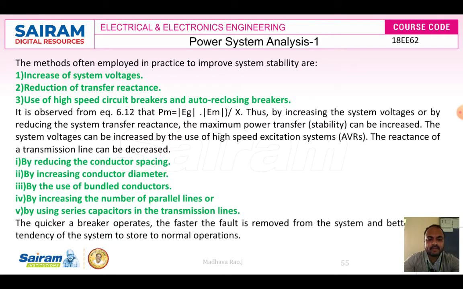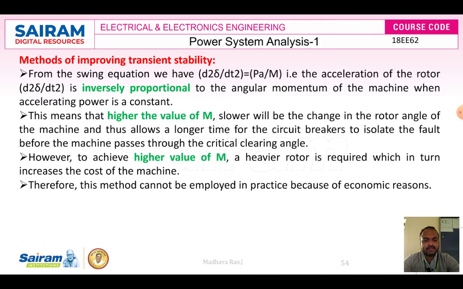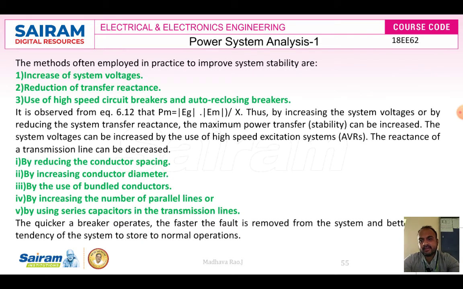Now, we have other methods for improving the stability. The first method is increase of system voltages. So, increasing the system voltages, reduction of transfer reactance, use of high speed circuit breakers and auto reclosing devices. These are the methods we will follow to improve the transient stability.